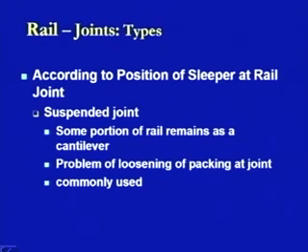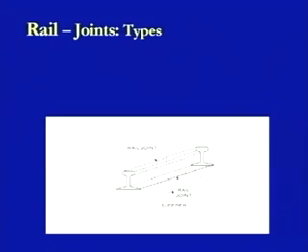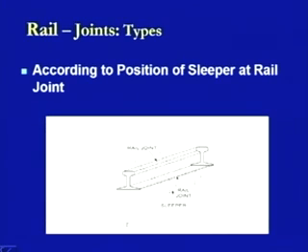But in most of the cases we are providing the suspended joint, so that is why it is one of the commonly used joints throughout. In this diagram we are trying to look at the same sort of joint. This is a rail section being provided, and this rail section is having a joint at this level. This is the joint.